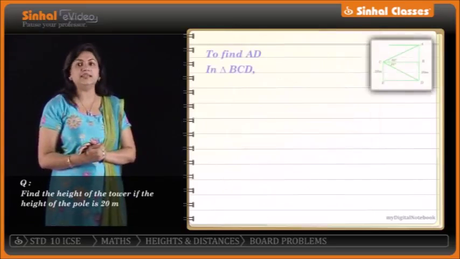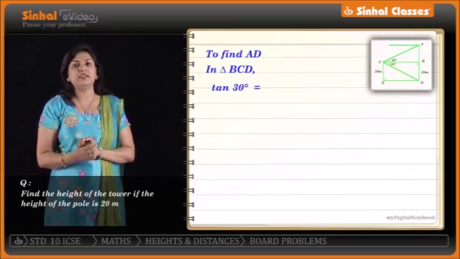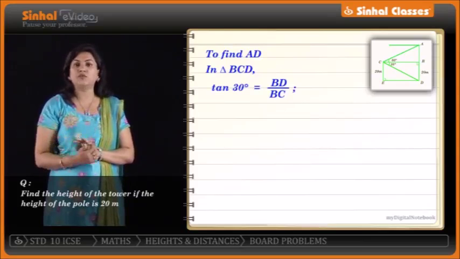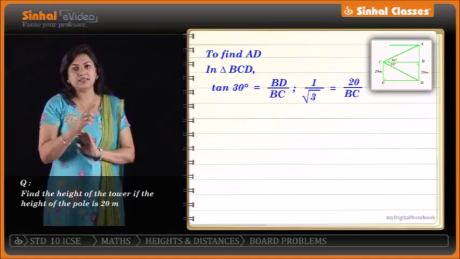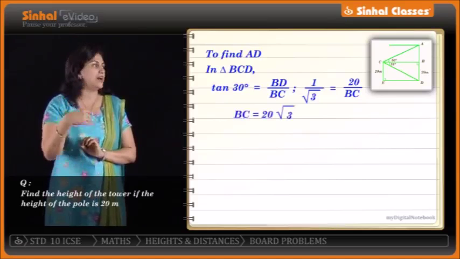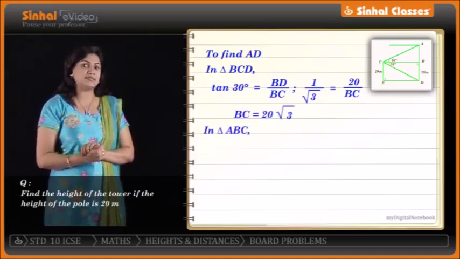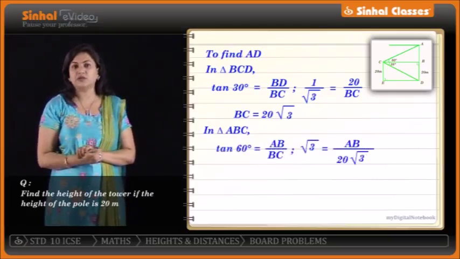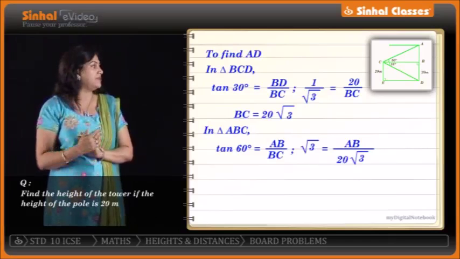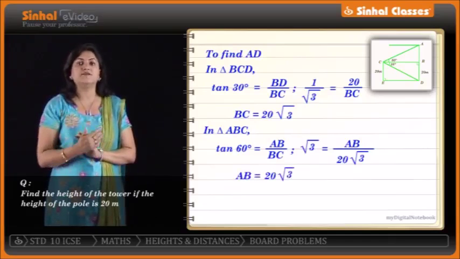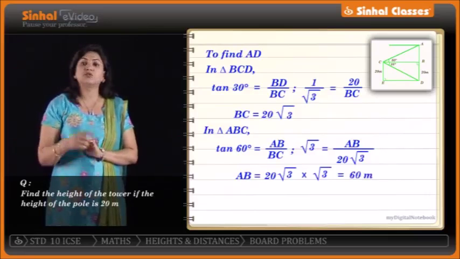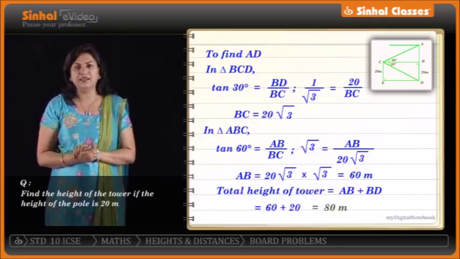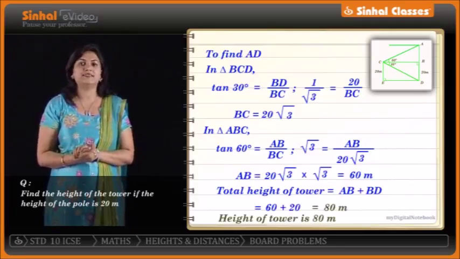We take triangle BCD. Here tan 30 is equal to BD upon BC. Now tan 30 is 1 upon root 3 and BD is 20. So we get 1 upon root 3 is equal to 20 upon BC. BC is equal to 20 root 3. Now we take the other triangle, that is triangle ABC. Tan 60 is equal to AB upon BC, that is root 3 equals AB upon BC, and BC we can substitute as 20 root 3. Now cross multiply, we get AB is equal to 20 root 3 into root 3, which gives us 20 into 3, which is 60 meters. So the total height of the tower will be AB plus BD, which is 60 plus 20, that is 80 meters. So we have got the height of the tower as 80 meters.